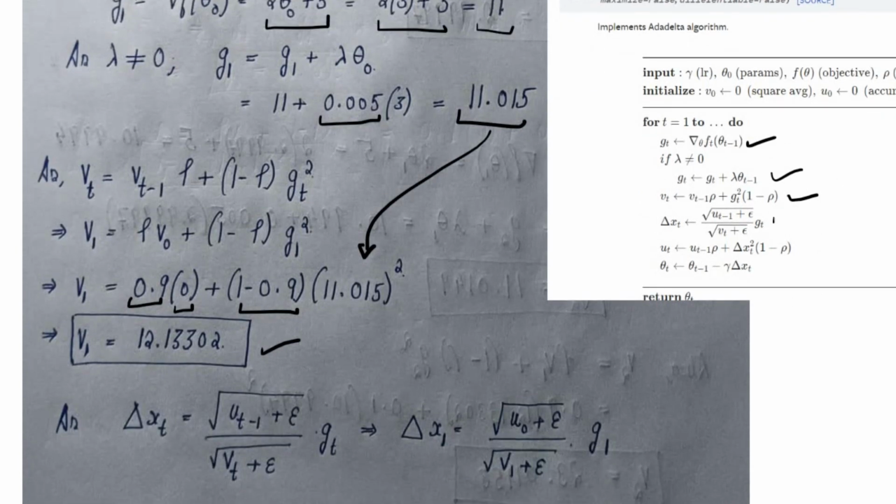So delta xt, this step we are going to do, it takes into account ut minus 1 and vt. And in our case, if t is 1, ut minus 1 will be u0 and vt will be v1. We have this formula. We know that u0 is 0 as it is initialized, like we have to initialize u0 with 0 only. And on the top of it, v1 we have just calculated, g1 we already know, g1 is 11.015. We are just going to substitute the values and let's see what we get.